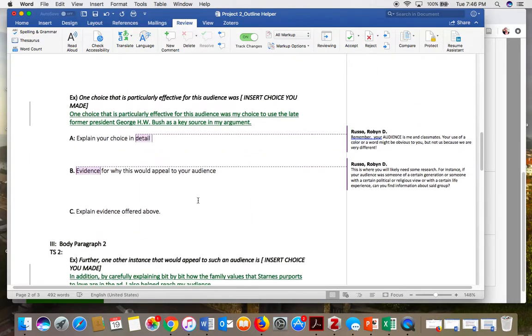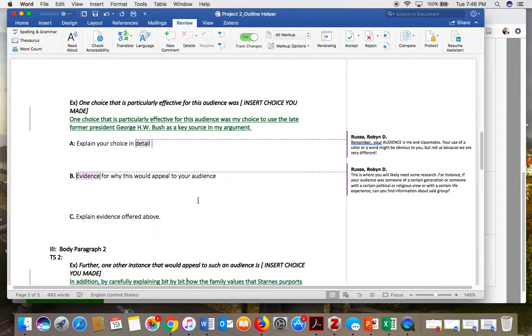I'm imagining most people are going to need at least 3 paragraphs because there should be at least 3 good choices you can point to. If you can't point to 3 different things you did well in your project 1, it might be a sign that you want to revise your project 1. So, after that, what I'm going to do is explain that choice in detail. And because this is an outline, this might be where I just use things like bullet points.